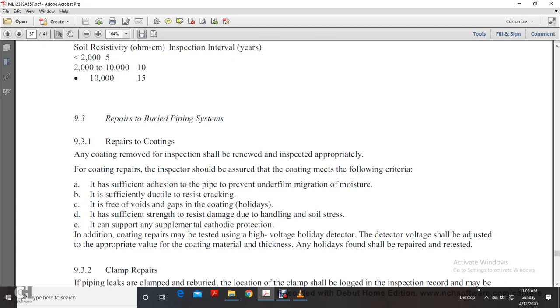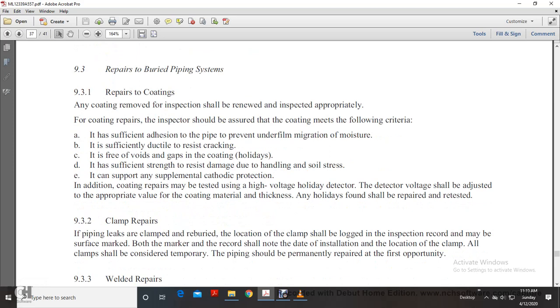In addition, coating repairs must be tested using a high voltage holiday detector. Detector voltage should be adjusted to the appropriate value for the coating material thickness, and any holidays found should be repaired and retested. 932. Clamp repairs.